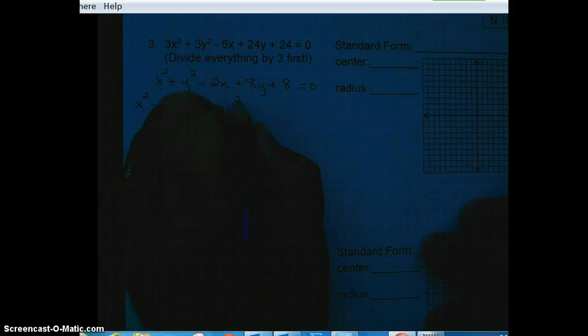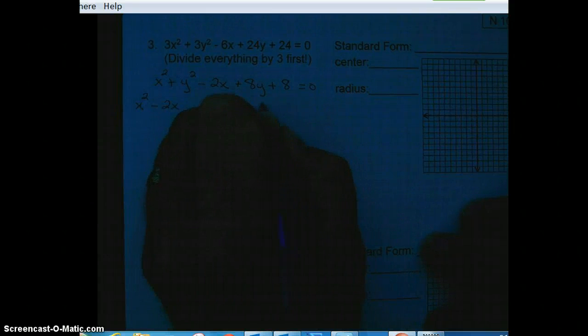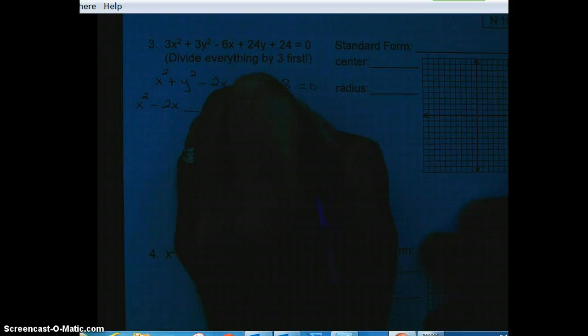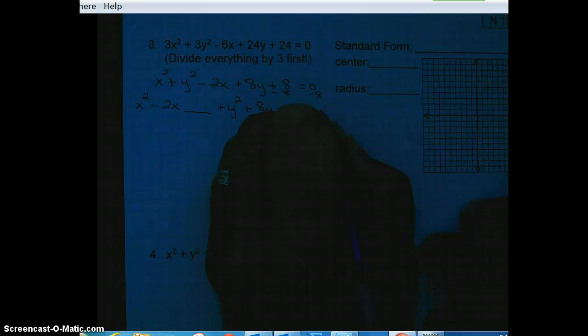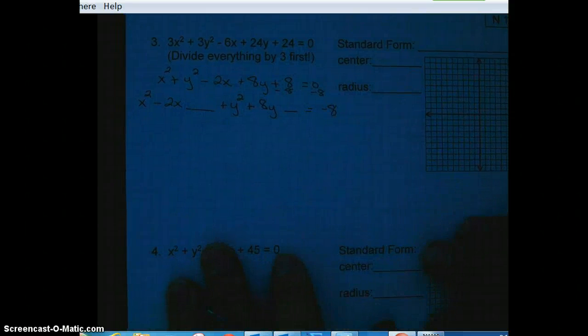So, first thing I want to do is group my terms. So my x's, then my y terms. And don't forget to move the 8 to the other side. Okay. We're doing the process of completing the square right now.